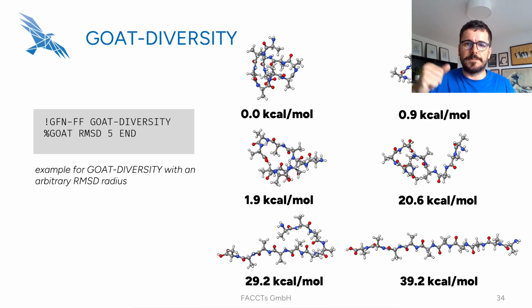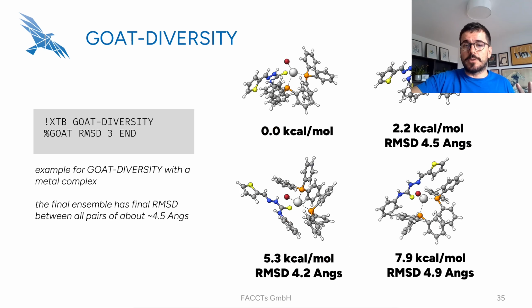So this is just the example of the alanine 10. If you run a regular GOAT run, you get basically everything like a blob, like the lowest energy and everything around that more or less. But in the GOAT diversity, you even got the fully stretched structure, as you can see, because it really tries to find geometric diversity. Here's another example of a metal complex. And again, you find structures which are relatively different in energy and also different in RMSD. And the average RMSD between all pairs for this metal complex was about 4.5 angstrom.